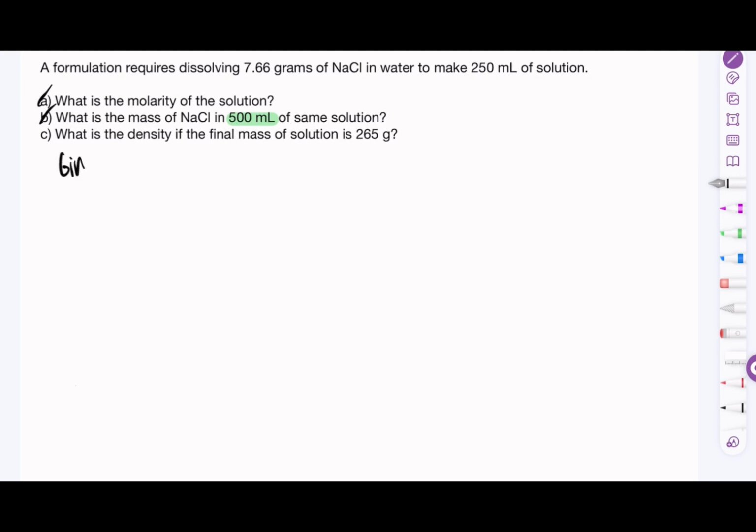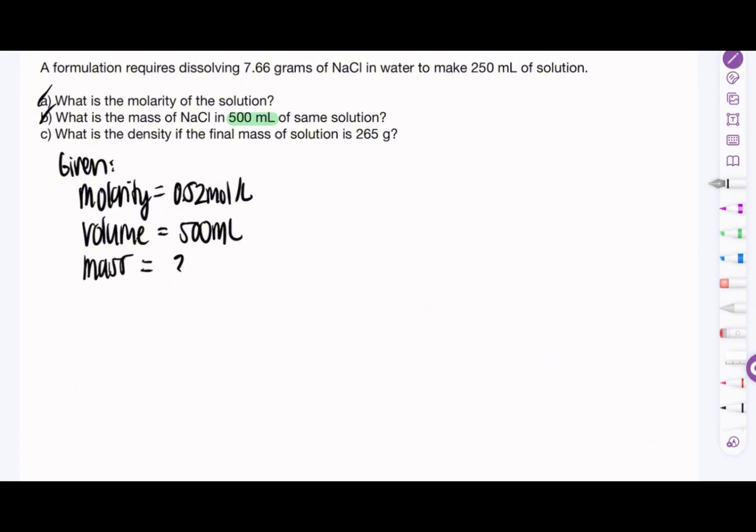Now let's write down the givens: the molarity is already solved, which is 0.52 moles per liter, and the volume, which is 500 milliliters. And then the mass, which is to be solved and still unknown. The molecular weight of sodium chloride was already solved in the first part. Now the next thing we need to do is solve for the mole.